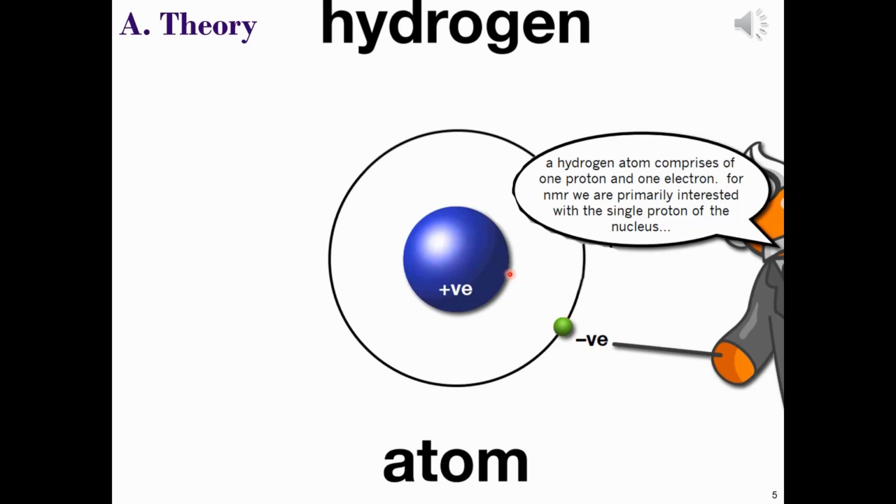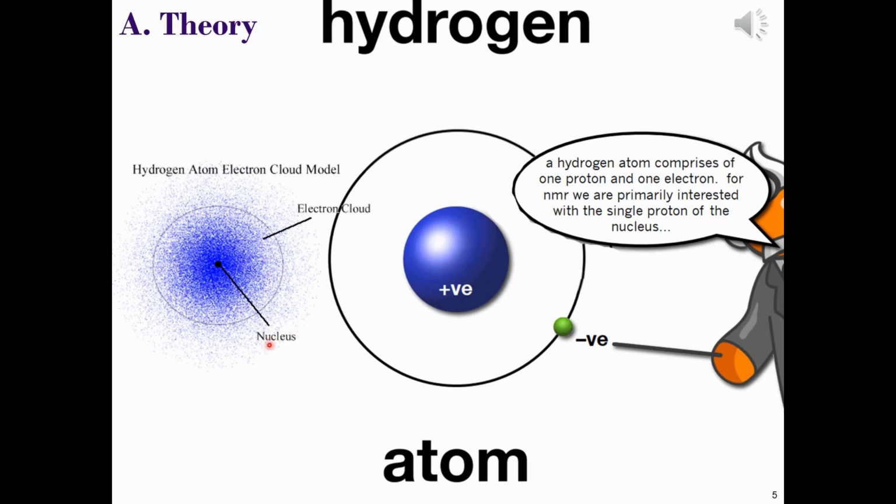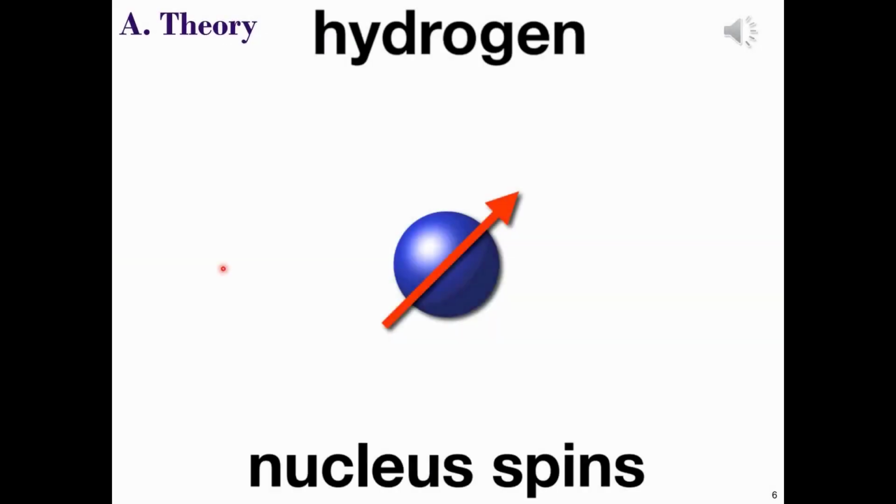A hydrogen atom is comprised of one proton and one electron. The electron is not really orbiting the nucleus like this, it is in an electron cloud surrounding the nucleus as represented here. We're really only interested in the single proton of the nucleus, however. So what is this property called spin anyway?